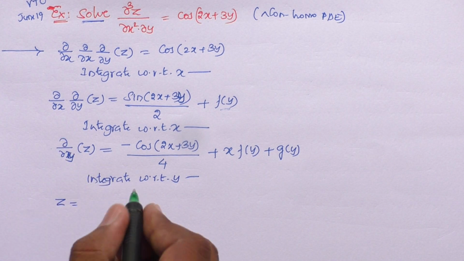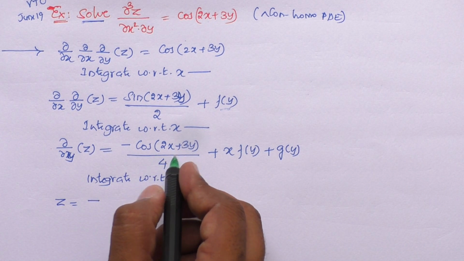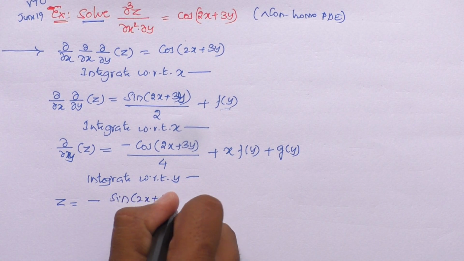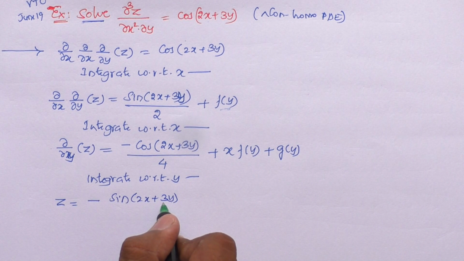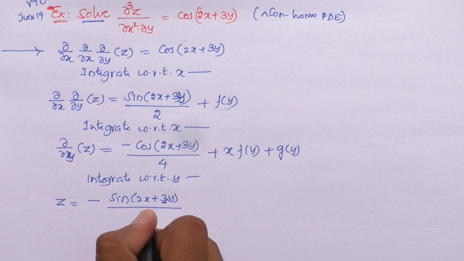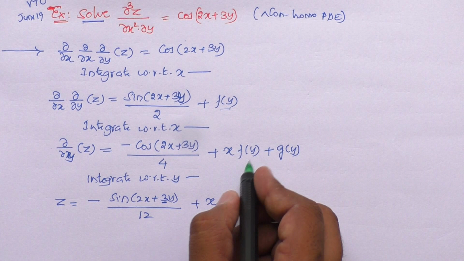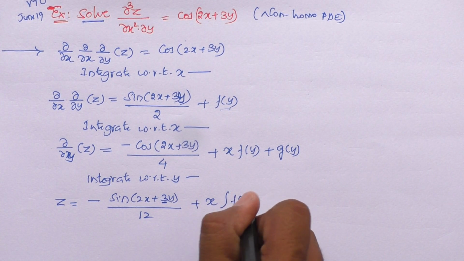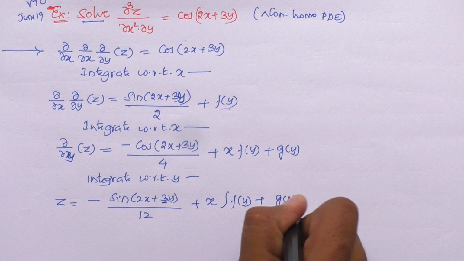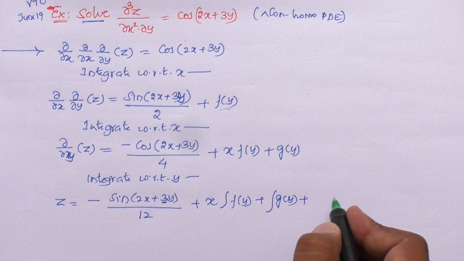So you are going to get z. So z equal to minus sine, integration of cos. Integration of cos is sine of (2x plus 3y). But with respect to y, the multiple of y is 3, so you have to divide by it. Already 4 is there, so 4 into 3, that is 12. Plus x into the integration of some arbitrary term f of y, plus g of y, integration of g of y, plus some constant term. So that constant term is the other variable term.